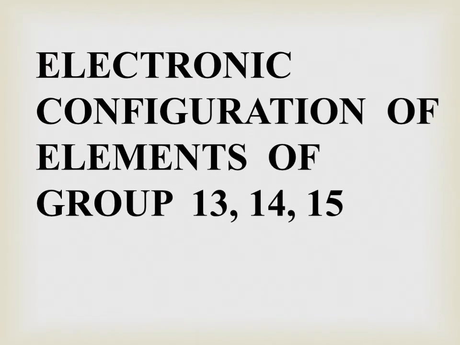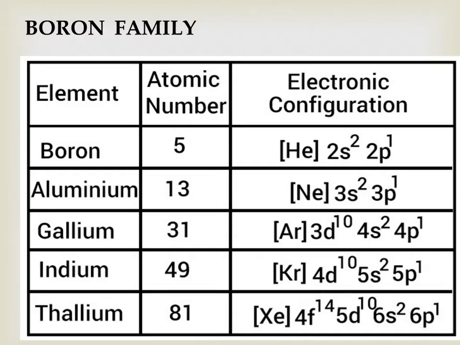The next very important topic of elements of group 13, 14 and 15 is electronic configuration, where we are going to study the condensed electronic configuration of each element. The elements of group 13 are also called the boron family. The elements that belong to group 13 are boron, aluminium, gallium, indium and thallium, and their respective atomic numbers are 5, 13, 31, 49 and 81.